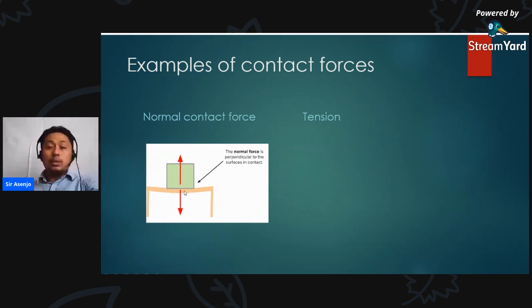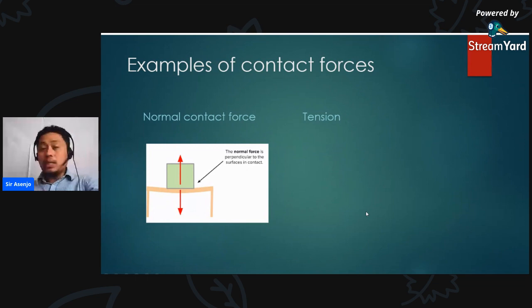And then the table also pushes the box going up in the opposite direction but with the same magnitude. If you observe the arrows, they are the same in height. That means the magnitudes of the forces are the same, but the direction is different, opposite direction. The box pushes the table going down with this magnitude, represented by the length of the arrow, and then the table pushes the box upward, represented by this arrow in the opposite direction but with the same magnitude. This is an example of a normal force and a good example of a contact force.